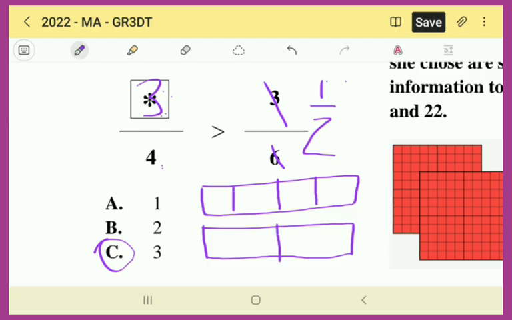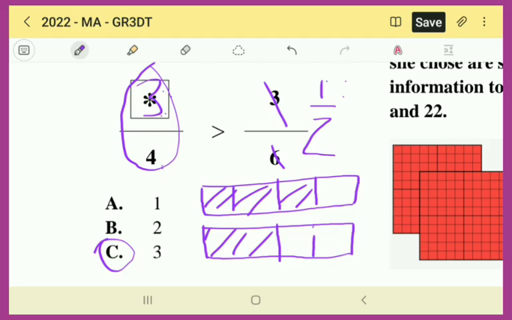Now this one says you have 3/4. Let's take out the 3/4. 1, 2, 3. This one says a half. Which is bigger? 3/4. See? You need another quarter because there are 2 quarters in 1/2. 2 quarters in 1/2. So you need another quarter to have it being equal. So C is correct. 3/4 is greater than a half.